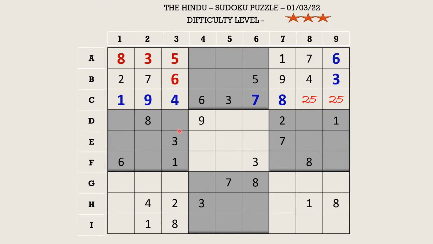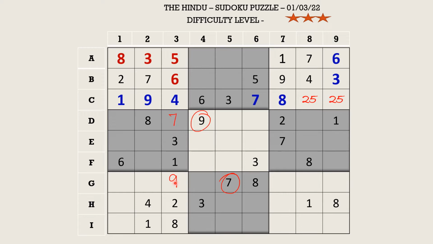In column 3 there are only 2 missing numbers. That is 7 and 9 are missing. There is a 9 here and a 7 here. So G3 takes 9 and D3 takes 7.